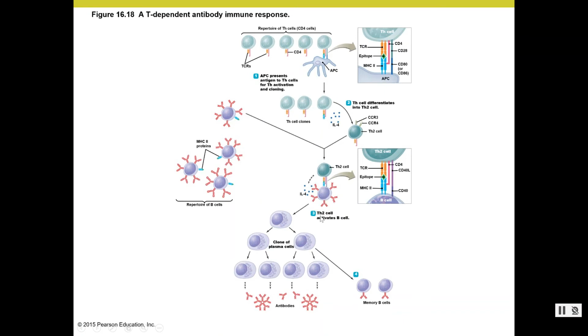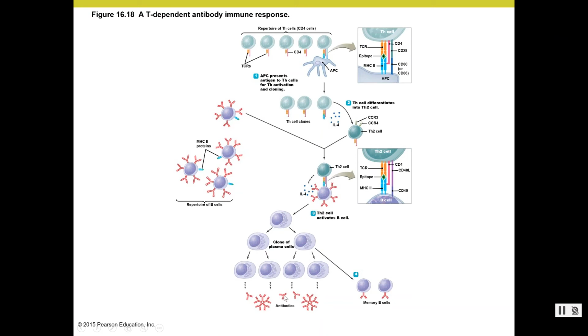So what does the B cell do? It differentiates. It's going to change. It's going to start making some new proteins. And now we're going to give it a new name. It's not called a B cell anymore. It's going to be called a plasma cell. And it's going to be able to make antibodies.